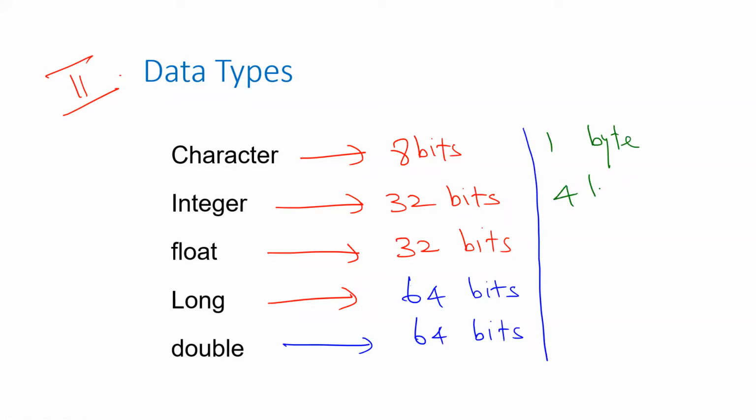Integer is a 4-byte data type, float is again a 4-byte data type, long is 8-byte, and double is again 8-byte. So these are the important data types, and we don't deal with bit-level data types in LPC 2148.